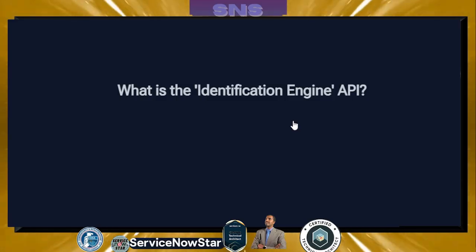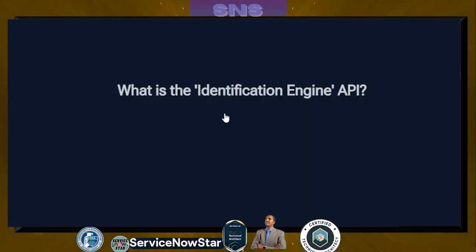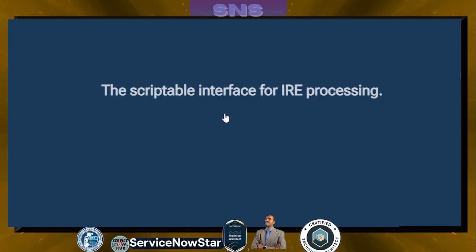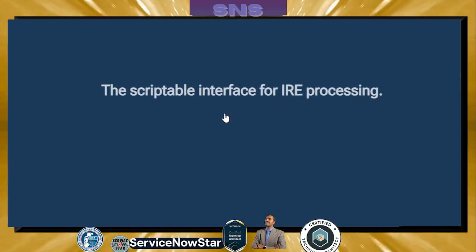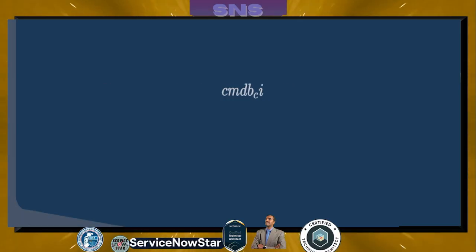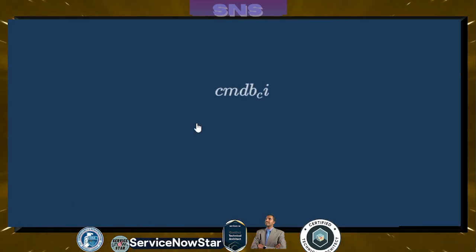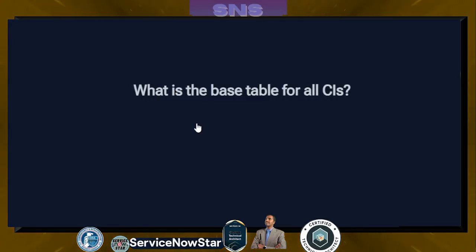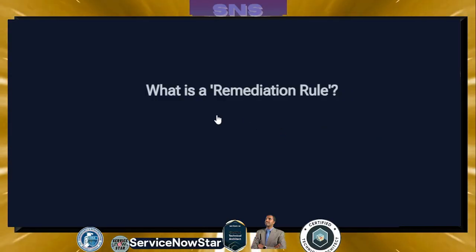What is the Identification Engine API? It's a scriptable interface for IRE processing. That's what the Identification Engine API is. What is the base table for CI? For all CIs, it's CMDB CI. CMDB CI is the base table for all CIs. What is a remediation rule?